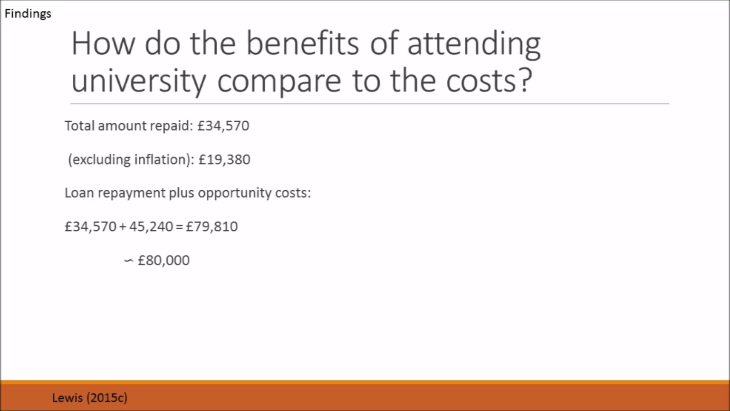For context, we can see the value of just £19,000 when inflation is excluded, which would be the upfront cost. This demonstrates the importance of present values in this calculation. There's a significant difference between the present value cost of attending university and the inflation-adjusted cost. The loan repayment plus the opportunity cost comes to around £80,000, the cost of attending university.